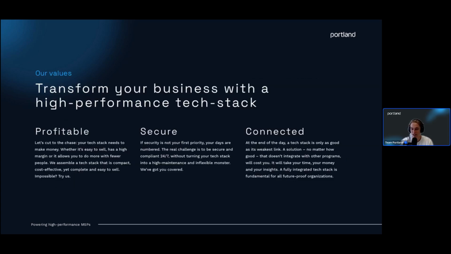We're taking a look at all the MSP businesses within the Benelux region, and we're trying to build them a high-performance MSP. And for a high-performance MSP, you need to have a high-performance tech stack. And a high-performance tech stack needs to contain profitability, security, and connected. Today, the three products that we took out of our portfolio have all those pillars inside of them. Of course, we took three of the products of our portfolio. You can take them individually within your tech stack, or you can secure them all with each other.